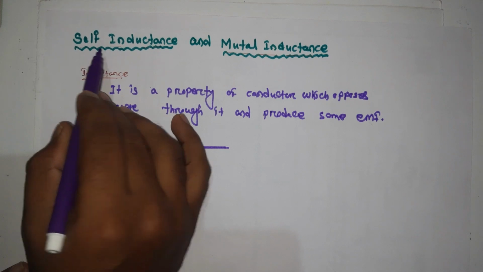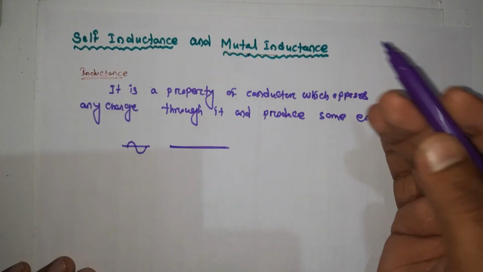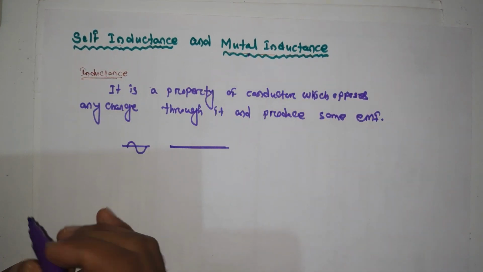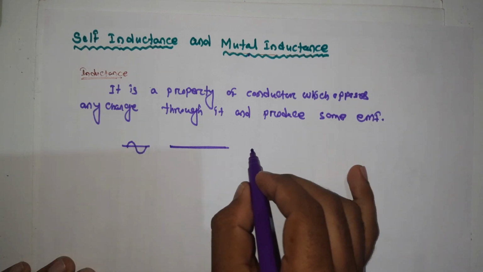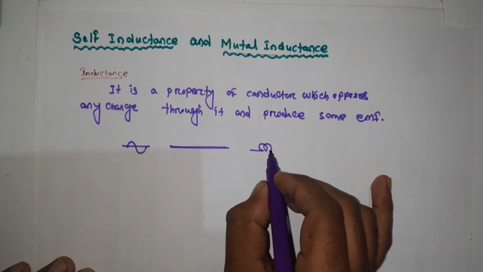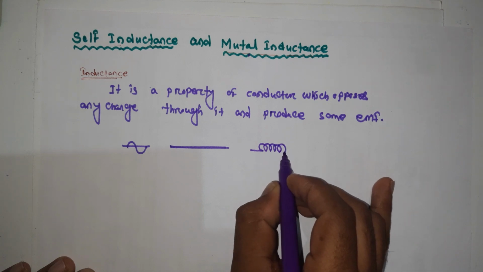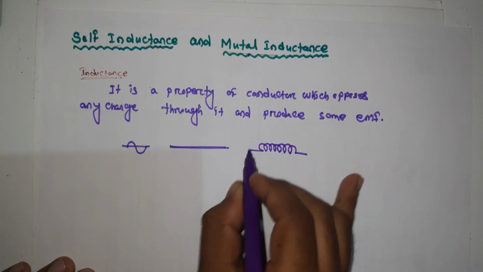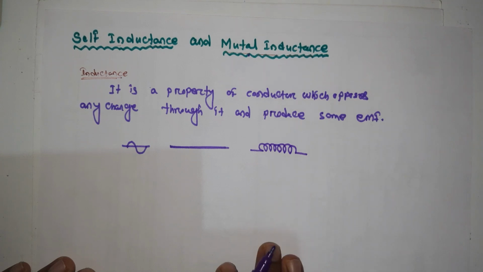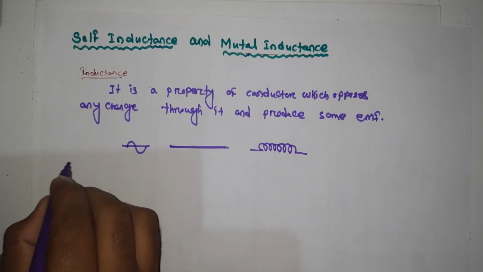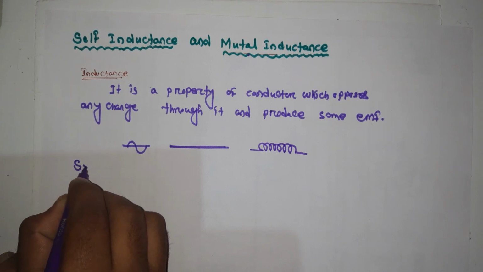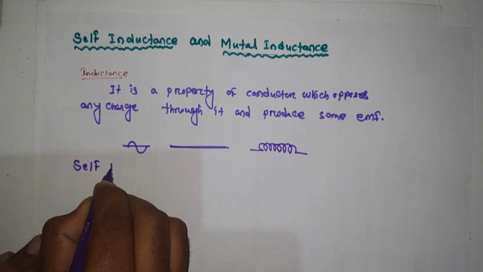Inductance is basically of two types. One is self-inductance, another is mutual inductance. Basically the inductance depends upon the coil. If you make a coil with a number of turns, then the inductance property will be high. Let us discuss first what is self-inductance.